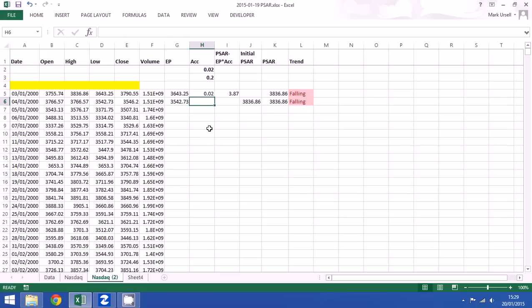Okay, getting close now. Now we need to work out when we have to change the acceleration factor. So we know we're initially 0.02, and we know that if we make a new extreme point and the trend remains the same, then we need to increase the acceleration factor up to a maximum of this value. So we're using an if and.